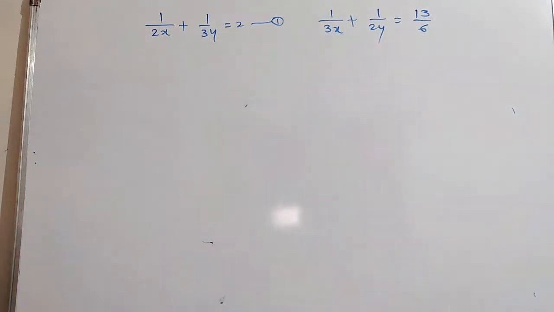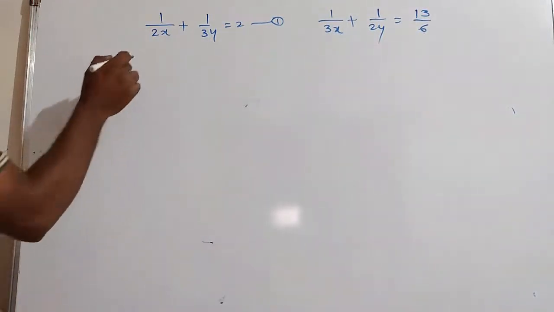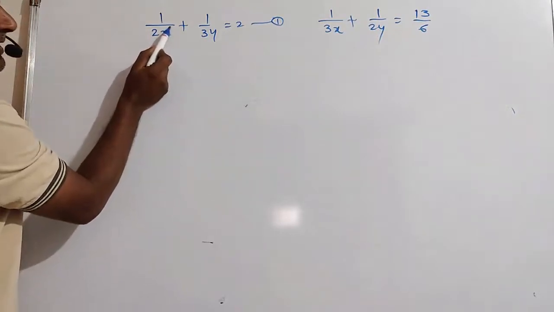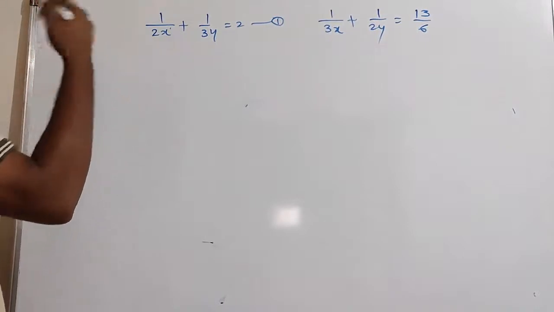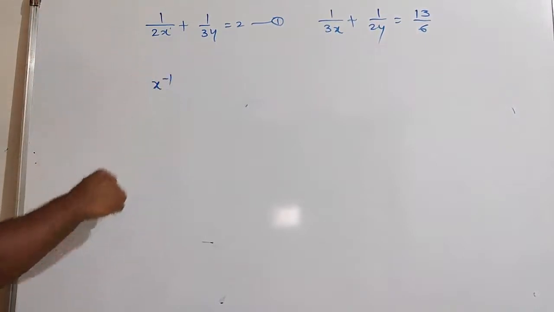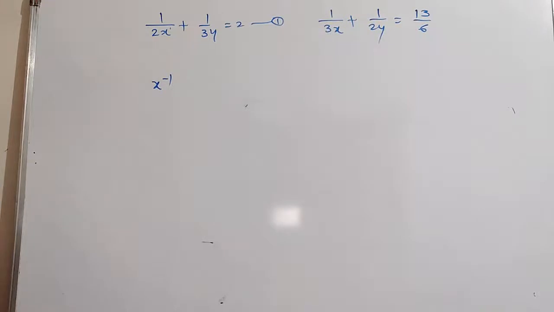Here, as x is in the denominator, its exponent is 1, x raised to 1. It will go in the numerator and become x raised to minus 1. And as the exponent is not a whole number, the given equation is not a linear equation. So we have to convert it into a linear equation and get the values of x and y.